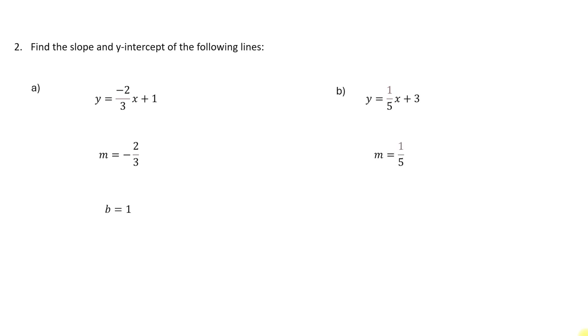For part B, m, or the slope, is 1/5, and the y-intercept is 3.